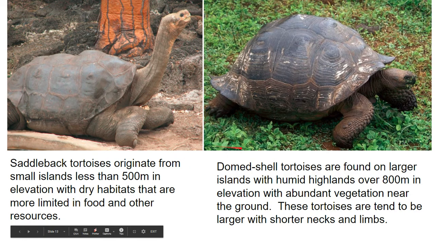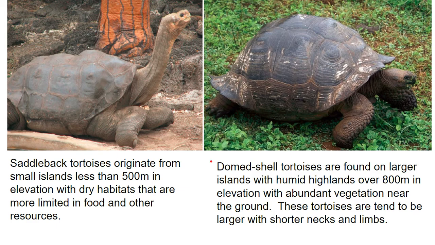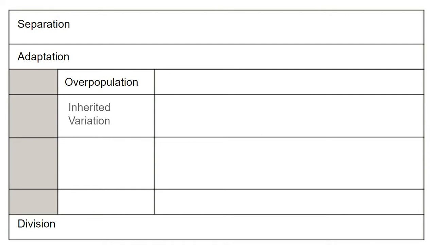So, if I would give you all that information, could you describe how one species becomes two species using this chart? So, what in the heck goes in this chart? Well, separation, adaptation, division. Within adaptation, we have overpopulation, inherited variation, struggle to survive, and survival of the fittest.